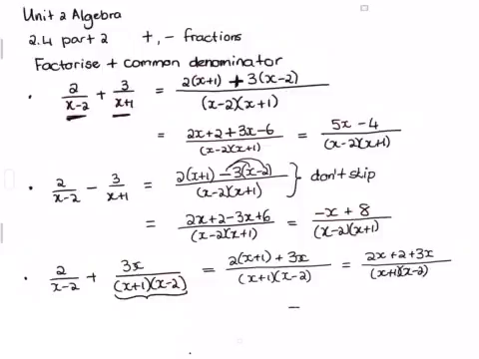And I'm going to add my like terms. And never change the denominator, it just stays. Right, so 2x plus 3x is 5x plus 2. And that's my final answer. No full brackets can cancel, and I don't cancel separate terms. So that is it. I'm done.